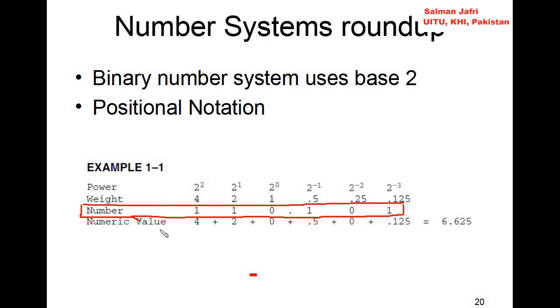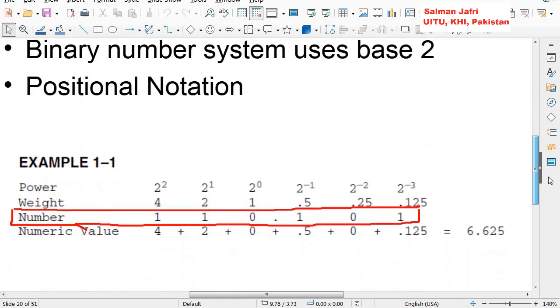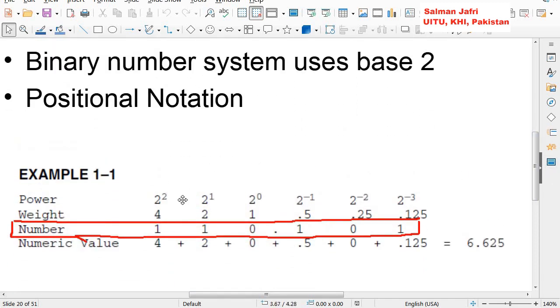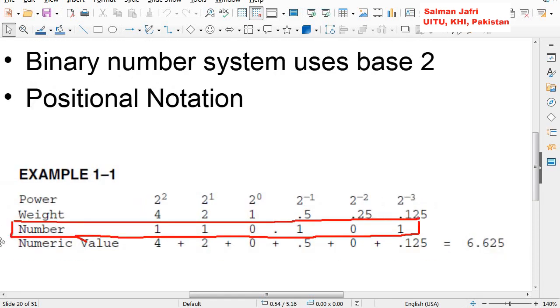Let's have a little roundup of number systems, and we'll look at the binary number system. The binary number system uses a base of 2, right? This is something that we've already discussed. So we are discussing the binary number system, and it uses base 2 and positional notation. So what does this mean? We can take a straight example just to make things clearer.